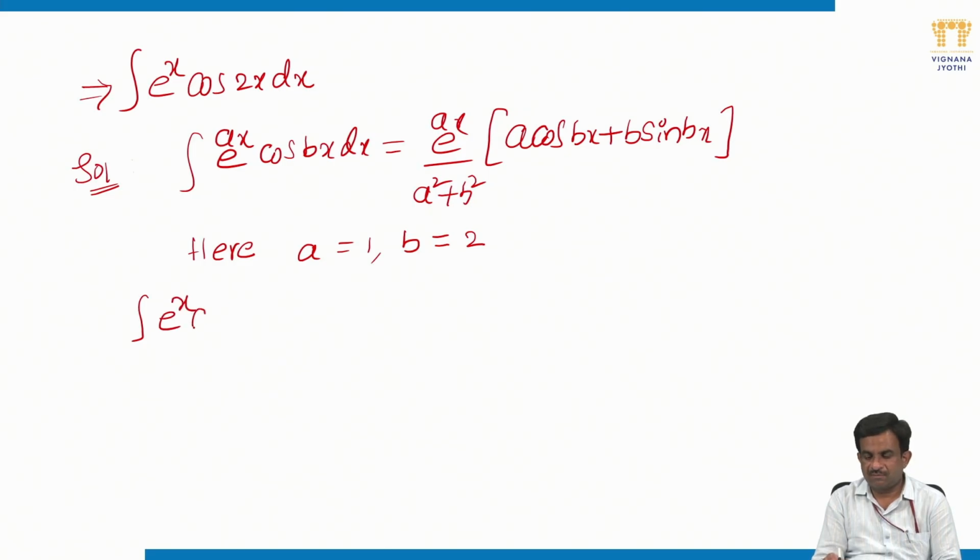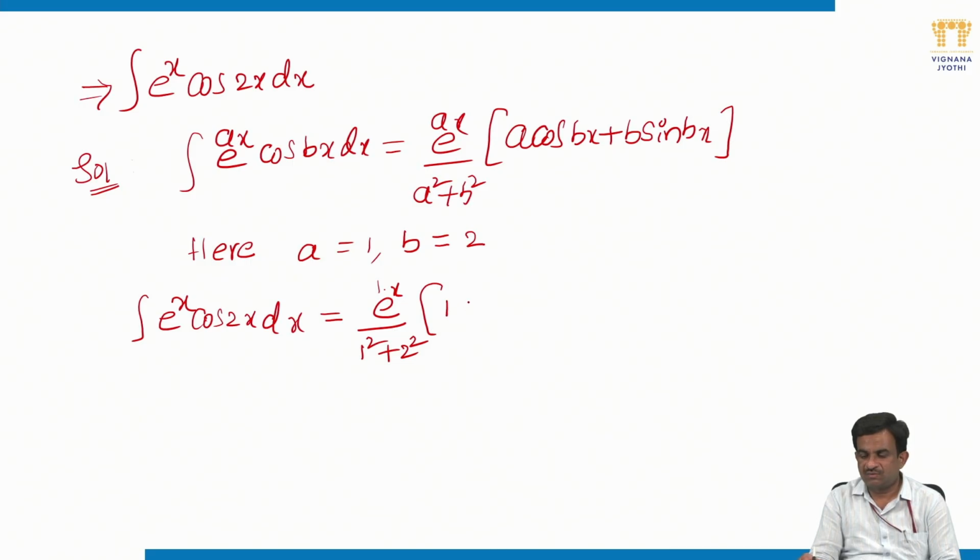Therefore, integration of e power x cos 2x dx is e power a into x, that is 1 into x, divided by a square, 1 square, plus b square, 2 square, then a into cos bx, that is 1 into cos 2x, plus b into sin bx, that is 2 sin 2x. It is just a substitution. For the indefinite integral, you just substitute a and b in this standard formula, and you get the integration of e power x into cos 2x dx.